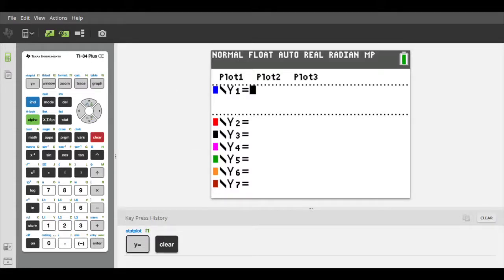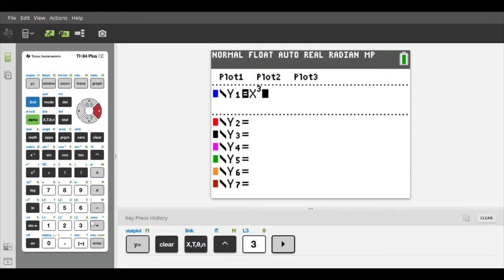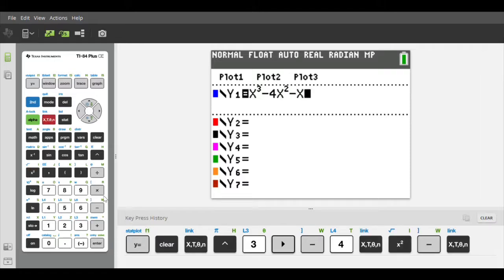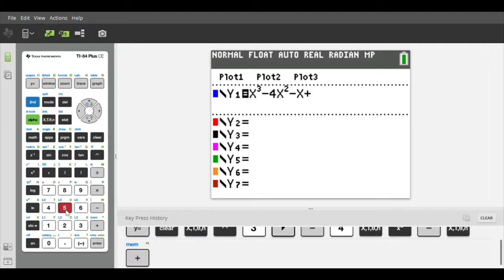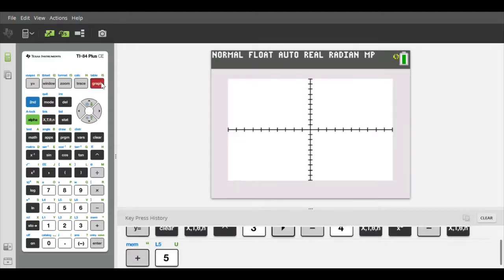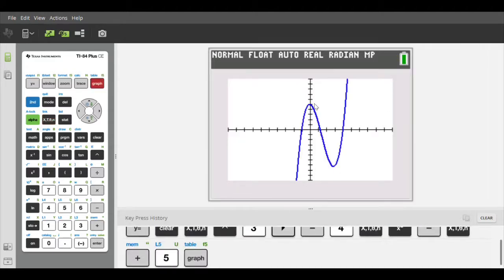So we want to go ahead and put that equation into our graphing calculator. So we've got x to the third power, so x cubed, and then we've got minus 4x squared, and then minus x, and then plus 5. And we're going to take a look at this graphically. All right, so there's our graph. So we're good.